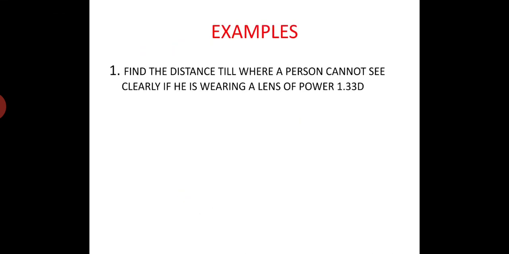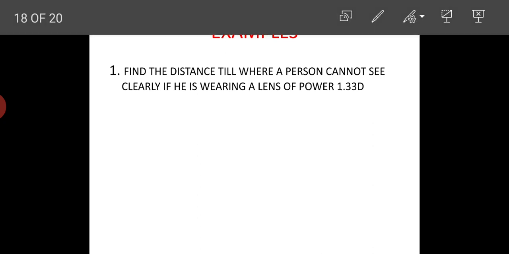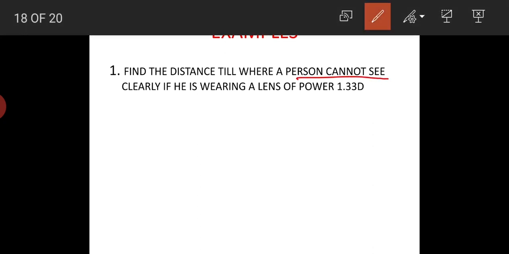Now let us see one more example: find the distance till where a person cannot see clearly if he is wearing a lens of power 1.33D. So power is given as 1.33D. Power is positive, which means he is using a positive focal length lens. Focal length positive means he is using a convex lens. It means he is suffering from hypermetropia.